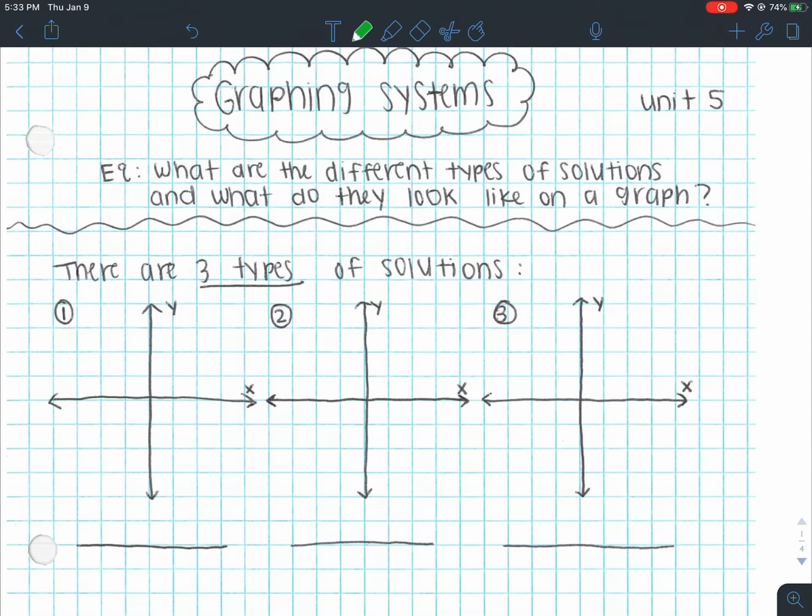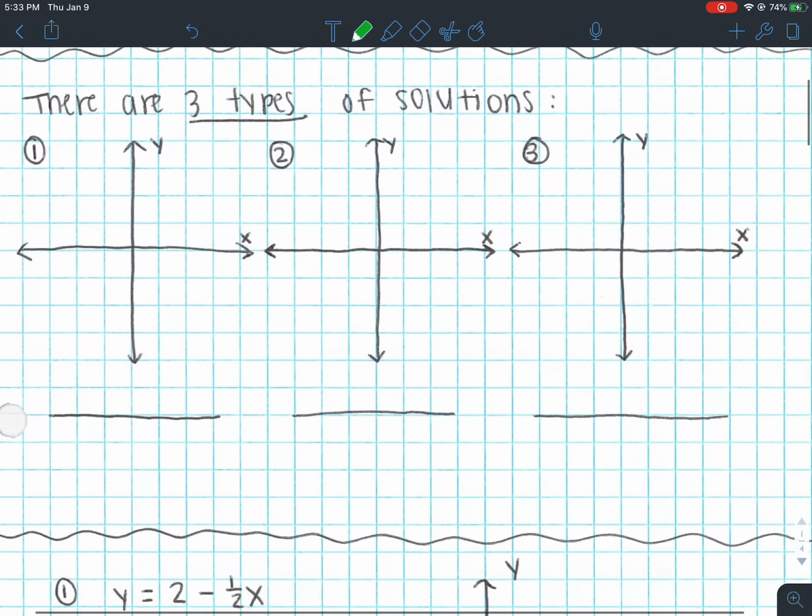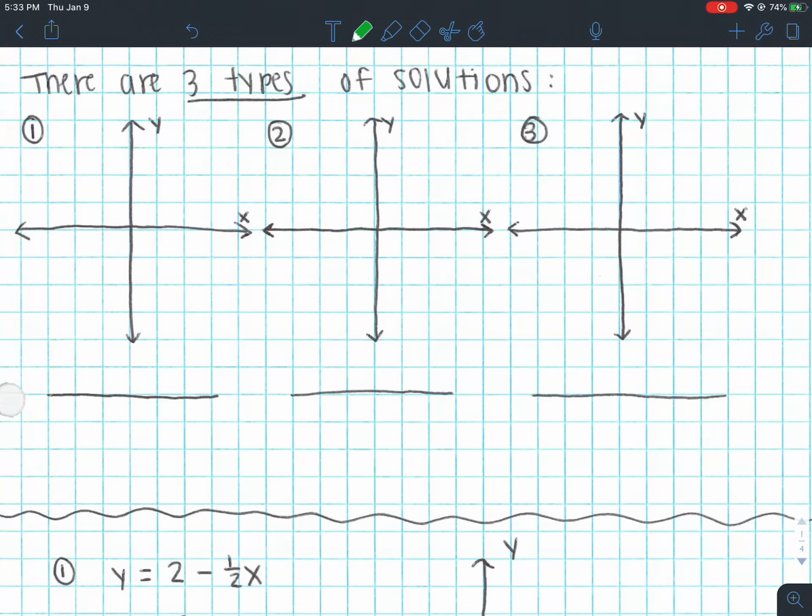And when we solve a system of equations, there's three different ways we can do that. The first way is by graphing them. So graphing systems of equations is the first way you can solve them. There are two other methods for solving, but we'll learn that in the upcoming lessons. So before we get into all of that, we want to talk about what a solution looks like.